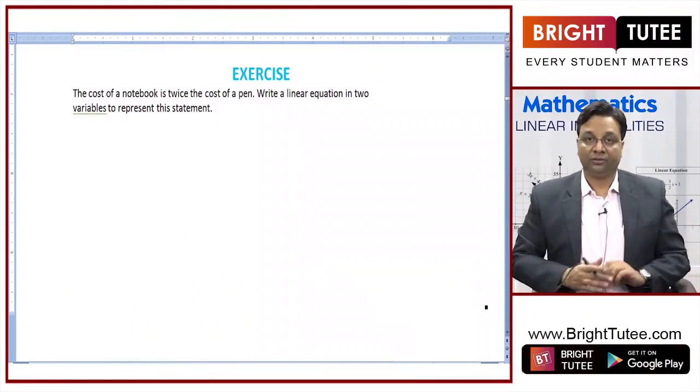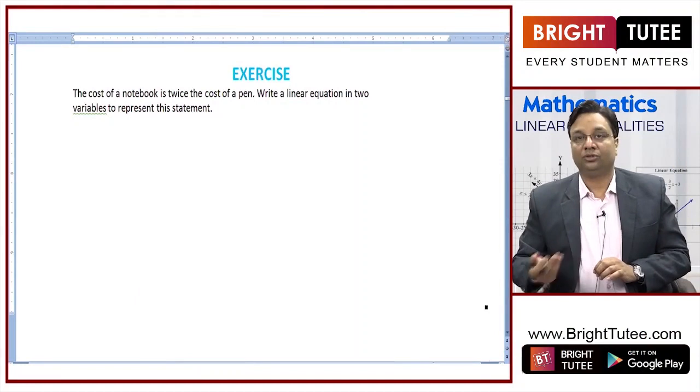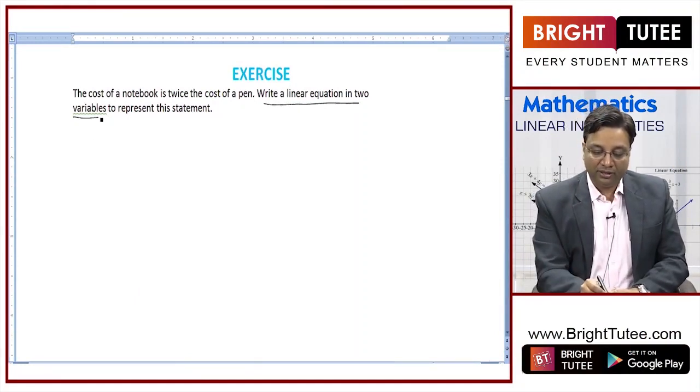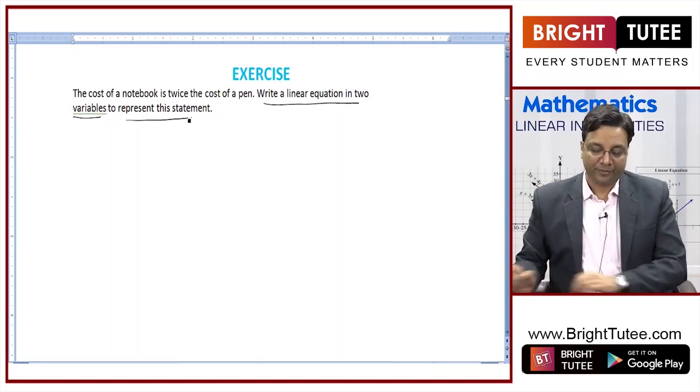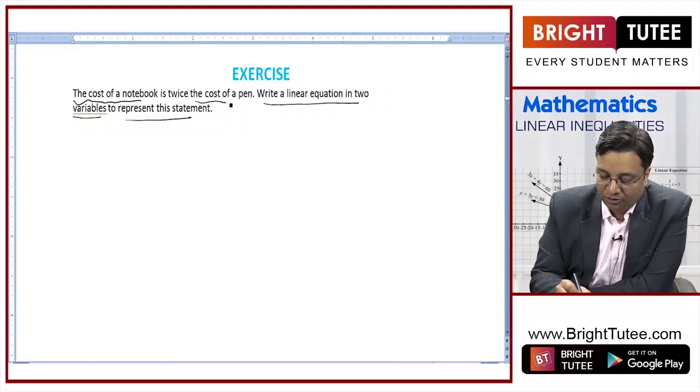Let's move to the questions in this exercise. The cost of a notebook is twice the cost of a pen. Write a linear equation in two variables to represent this statement. Now, we are given that the cost of a notebook is twice the cost of a pen.